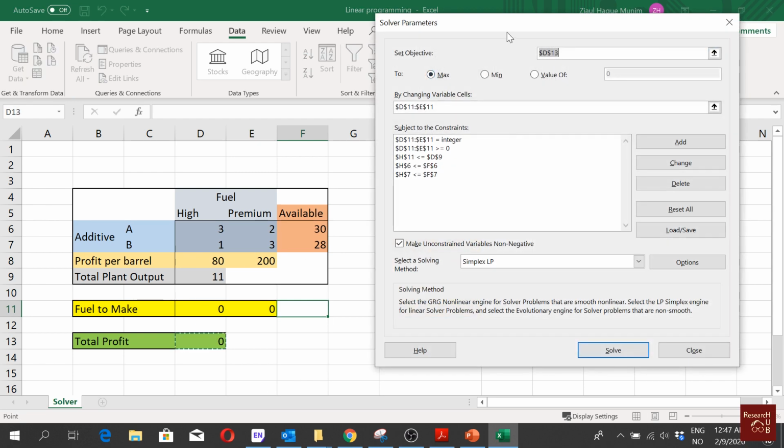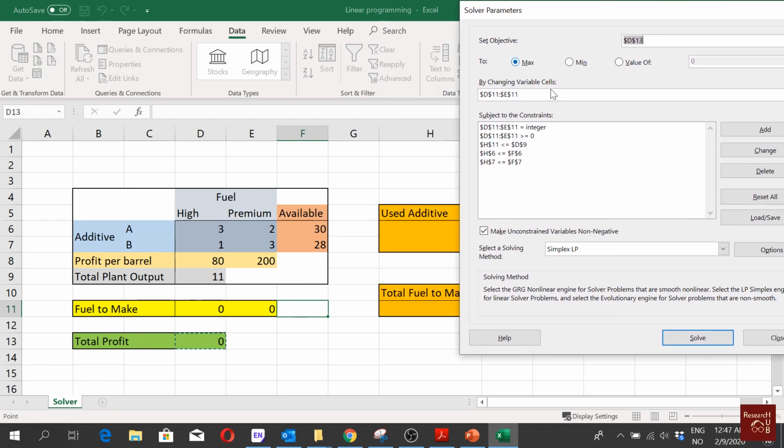Then I go to Solver. If you look here, I have exactly the same formulation. My objective function has to be maximized, by changing these two values here, D11 and E11. And then I say that these two have to be integer. And it is a must. In the previous case it was not a must, but in this case it is a must because we are now doing integer programming. And then we said that D11 and E11 have to be positive as well.